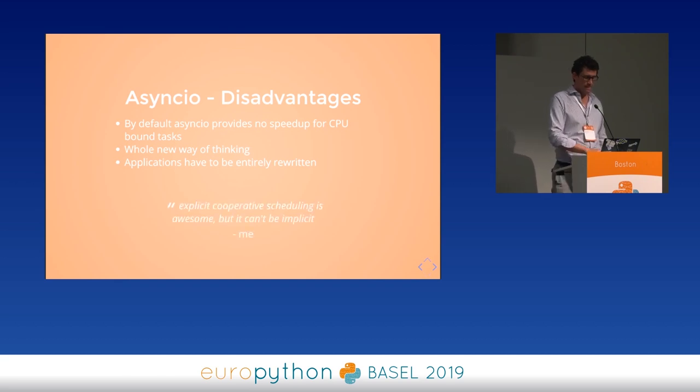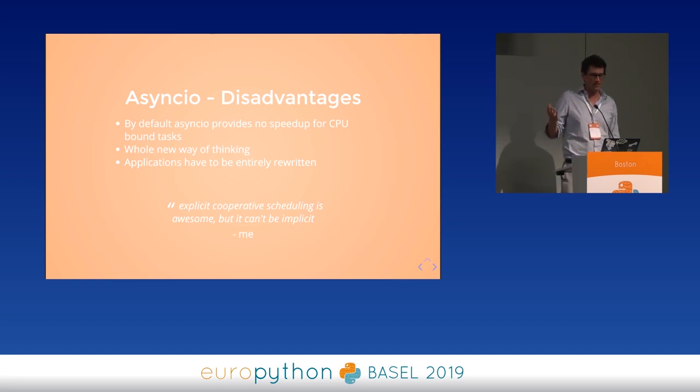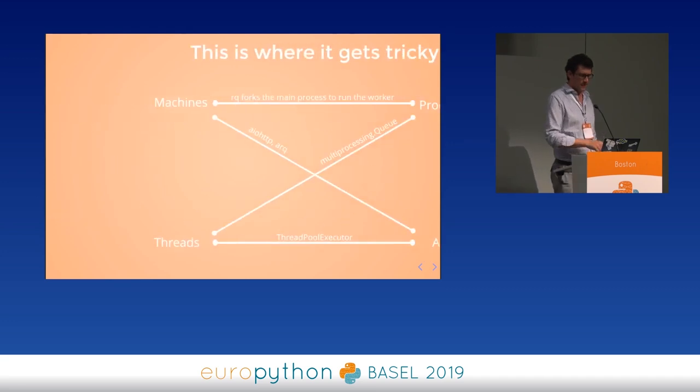The point here is the whole brilliant thing about async.io is that it's explicit, but that means it can't be implicit. You can't have some library that wraps around async.io. There was someone asking on Python Ideas recently, can't we make it implicit? The whole point is it's not.